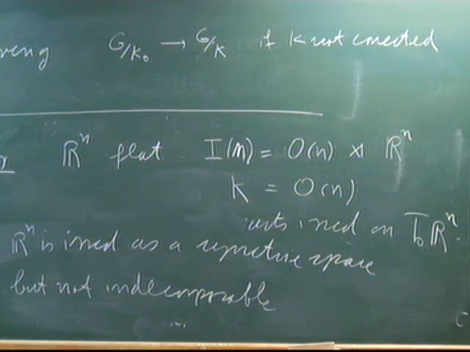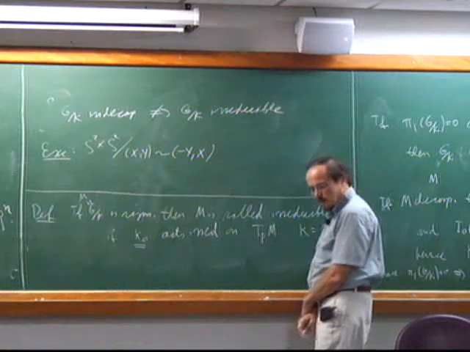Why do I take the identity component? So what's a good example for that?